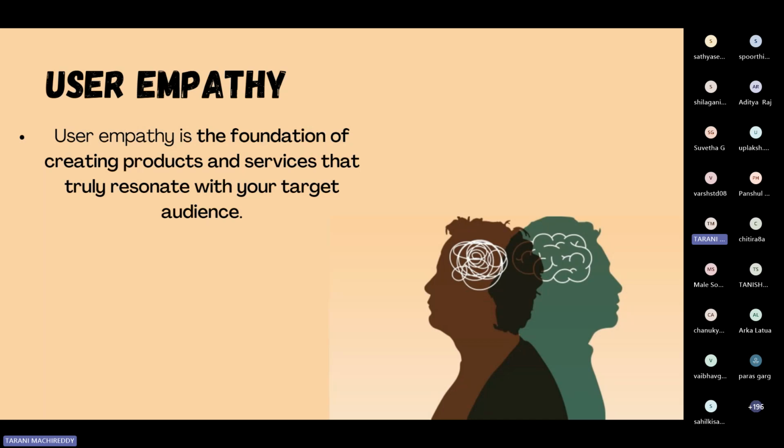Yeah. So user empathy is the foundation of creating products and services that truly resonate with your target audience. What is the need of the user and what the market wants? It's not just a buzzword, but a fundamental principle that can transform the way we design and interact with the world around us. As we know, user empathy is the ability to put ourselves in the shoes of users, to see the world from their perspective and understand their feelings, thoughts and needs to build a product. It involves a deep, immersive understanding of their challenges and motivation.